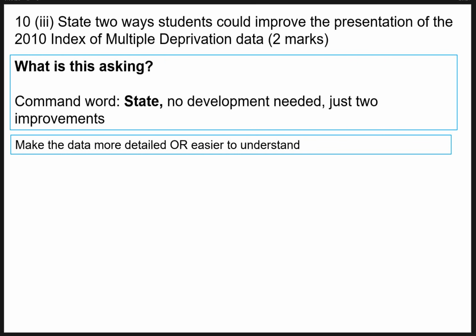Now we move to improvements. State 2 ways students could improve the presentation of the 2010 index of multiple deprivation data, which we have just seen. So what's this asking you? It's just to state it, so you don't have to develop it. You just need the 2 improvements. Basically what it's asking is how do we make the data more detailed or easier to understand? Not so much interpreted, but to understand at this point.